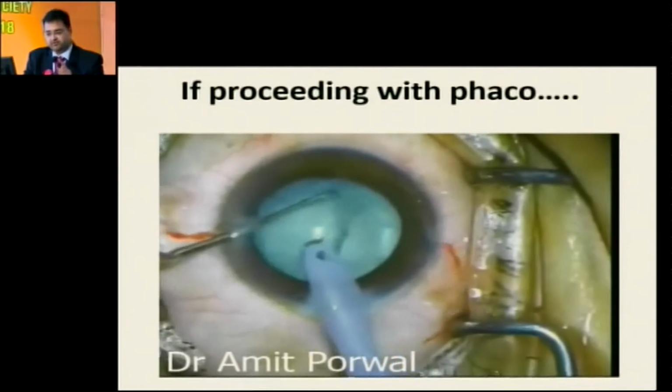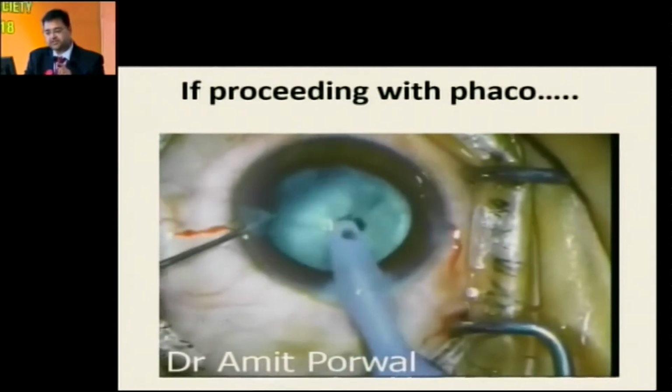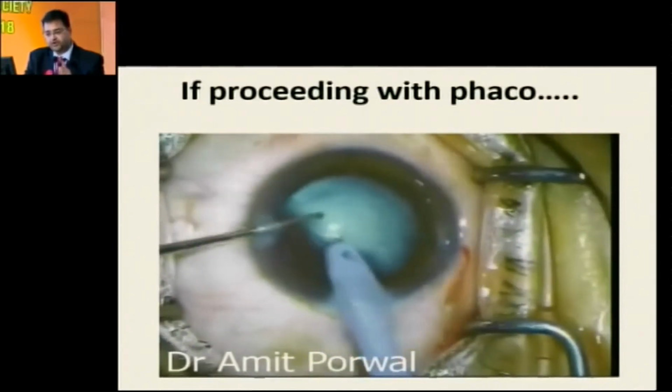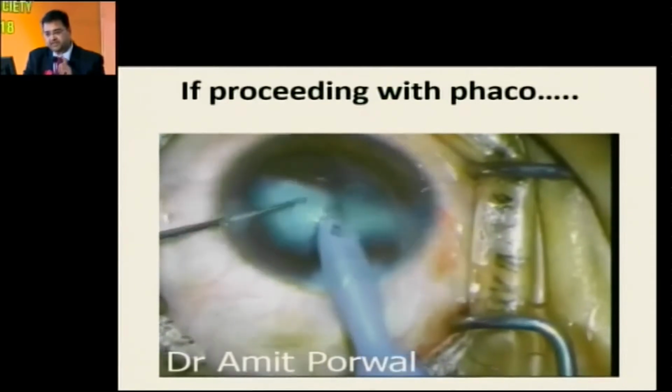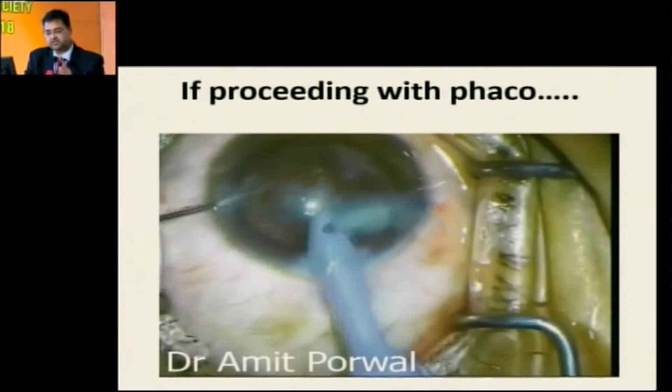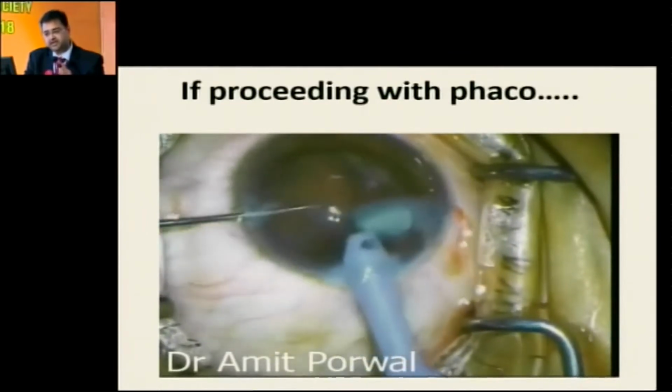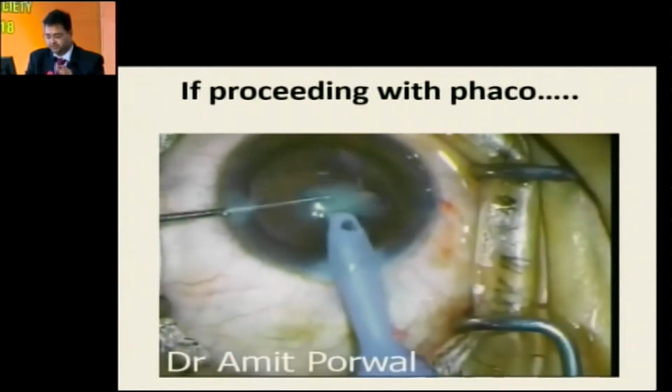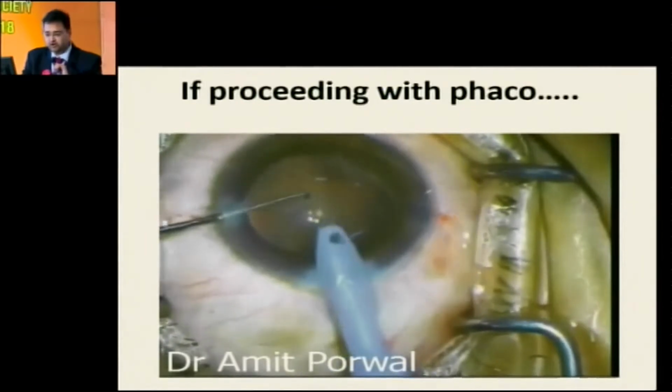You have to be very careful. Your manipulation should be very gentle. You should not be vigorous when you are doing your phaco, because if there is high pressure inside or more turbulence inside the anterior chamber, there is always a chance of this capsular tear getting extended into a PCR, and you might have a drop also. So this is very important to be followed.